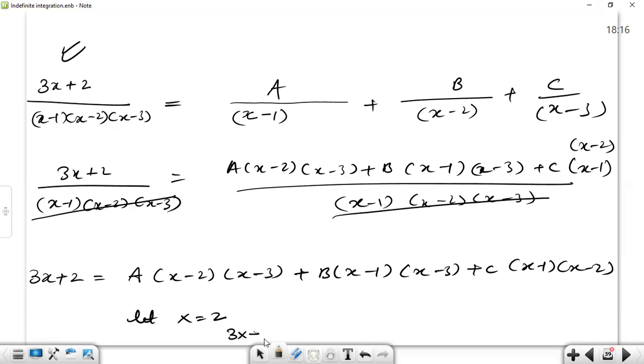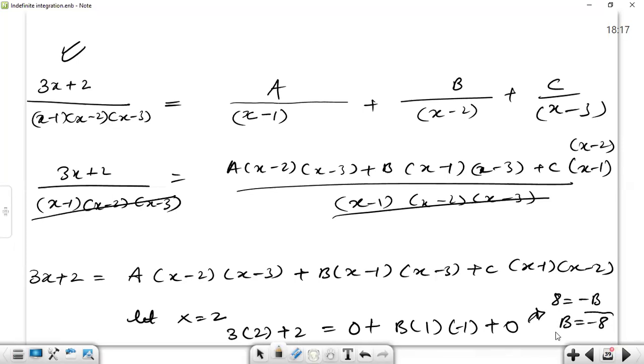So the left hand side will be 3 into 2 plus 2, equals 0 plus b into 2 minus 1, that is 1, into 2 minus 3, that is minus 1, plus c times something which will also be 0 because x minus 2, 2 minus 2 is 0, and 0 multiplied by anything is 0. So further simplifying, 3 times 2 is 6, 6 plus 2 is 8, equals minus b. So b's value is minus 8. So we have the value of b.